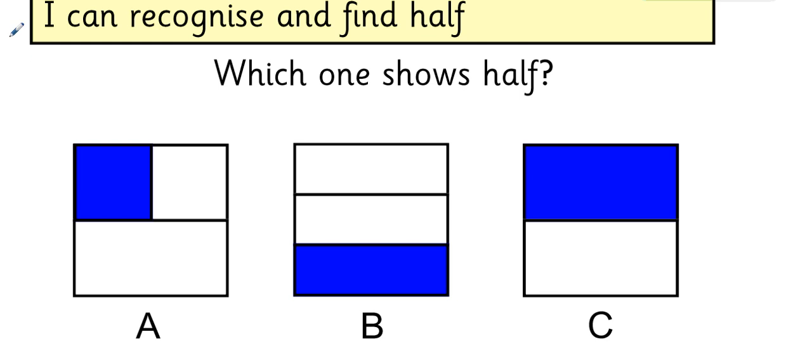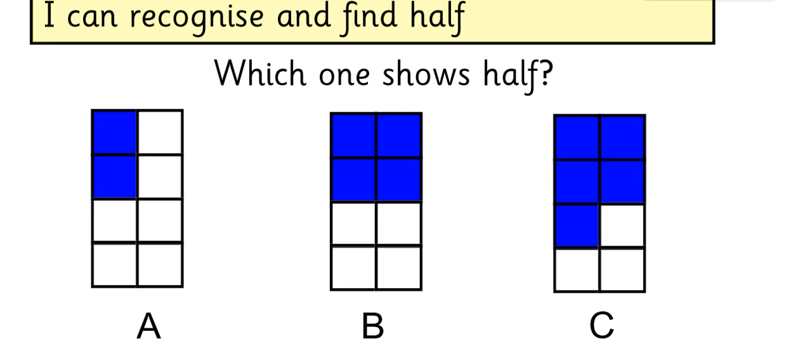Which one shows half? Only 5 seconds this time. The one that shows half is C. 2 equal parts and one coloured in. The white and the blue are equal. Here they are not equal. White has more than blue. It is a bigger section than blue, and this one, there's an awful lot of white and only one section there that is blue. So our correct answer was C.